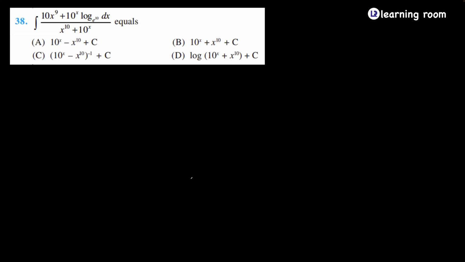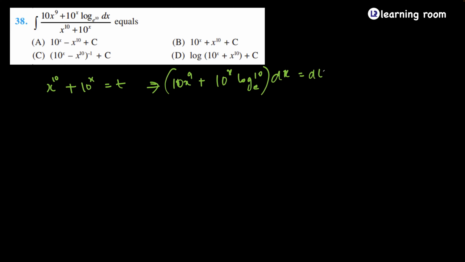So the 38th problem. The integral of (10x power 9 plus 10 power x log 10 base e) times dx divided by (x power 10 plus 10 power x). So this is also a simple, direct problem. Take the denominator as t. Then what will be dt? It is actually 10 times x power 9 plus what is the derivative of 10 power x? 10 power x log 10. See, log 10 means by default it is e only, right? So this whole thing dx is equal to dt.